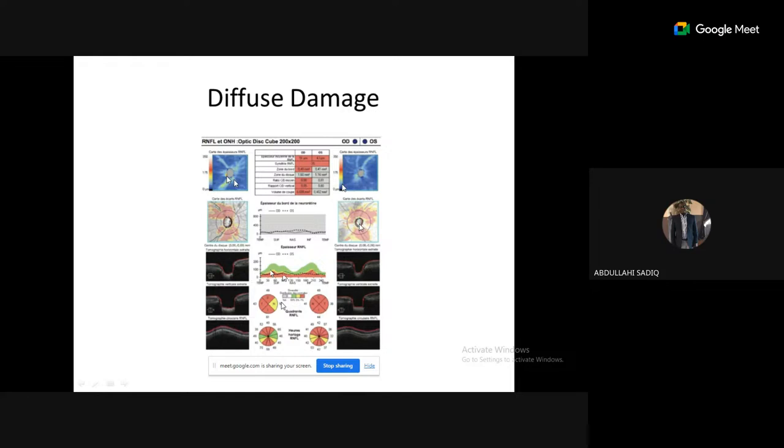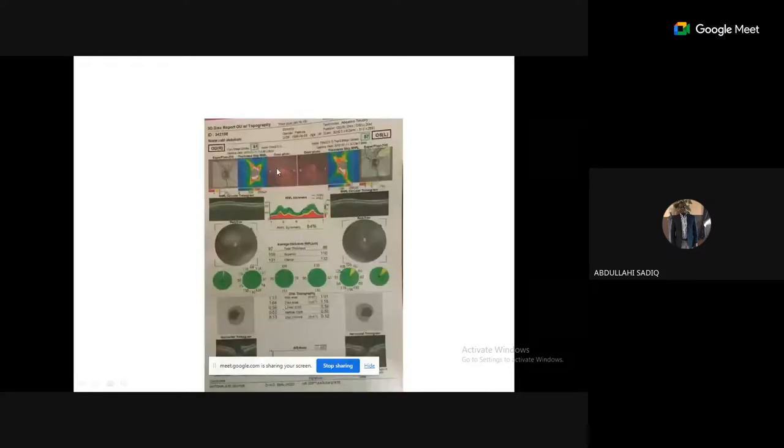Now, if you look at this here, you'll see this is the optic nerve head and this is the butterfly pattern, and then this is the deviation map. So in this one, everything looks normal. There is no red or yellow area here. So this looks normal.